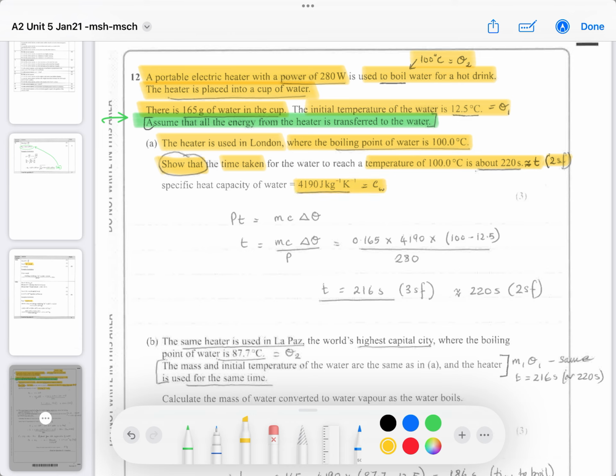And you know the energy is mcΔθ. Sometimes I use ΔT. So Δθ is 100 minus 12.5. Probably get a mark for doing that.